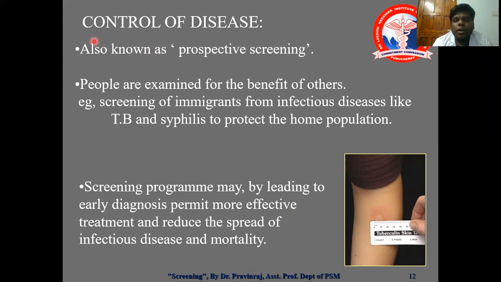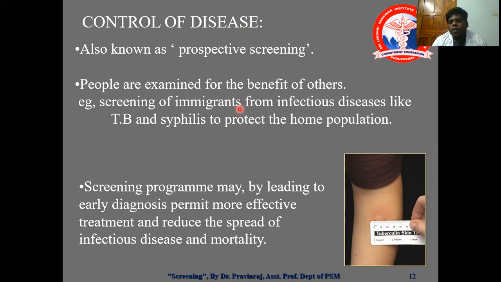It is something called control of disease. It is also known as prospective screening. So how is it useful? How is screening useful for control? Now, right now we are having the COVID pandemic. Suppose we have a screening test, and we are going to screen people, and then we are able to control the disease.